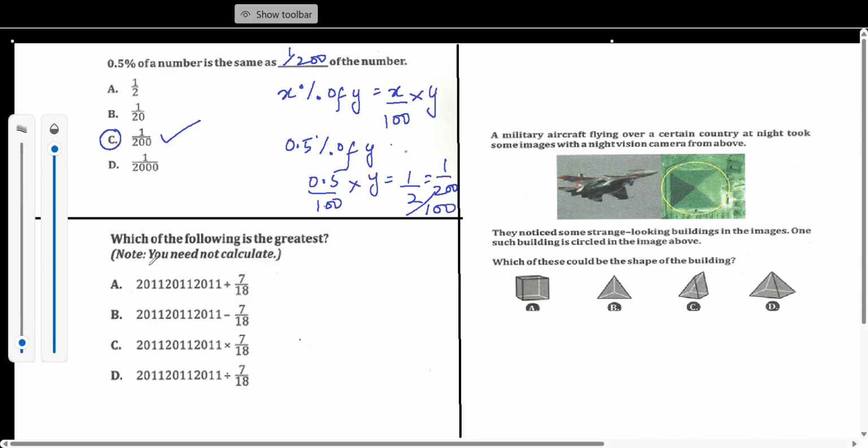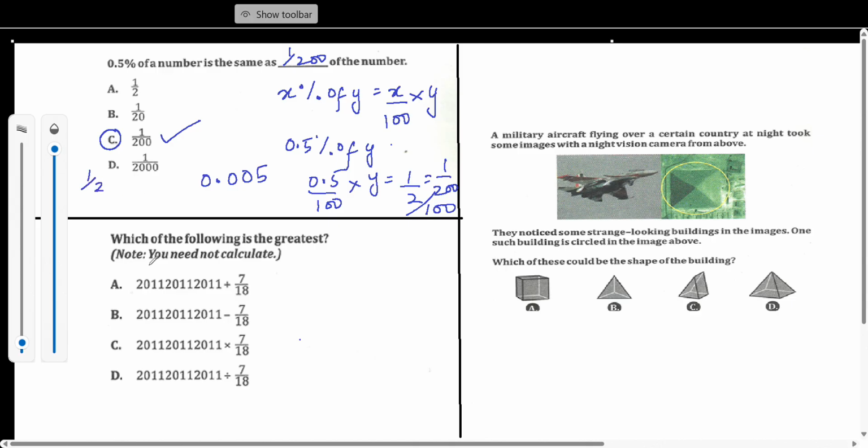0.5 by 100 is actually already a decimal by 100. So 2 more points it should go, you will get this. But if you look at the options, they are all in the fraction that we got only. So this is much easier.